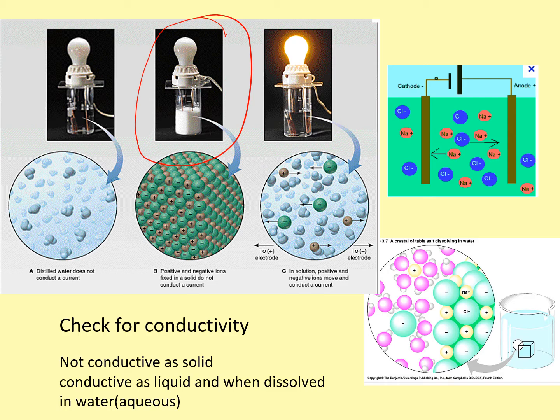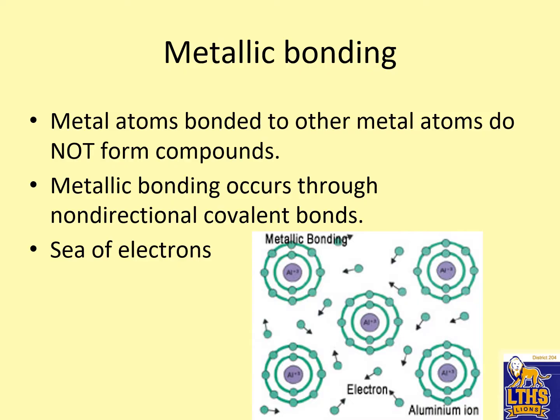So when they're solid, they do not conduct, but when they're melted and the ions can move, or when they're dissolved and the ions can move, then they can conduct electricity. All right, that was ionic compounds and their properties. Here are metallic compounds or substances and their properties.